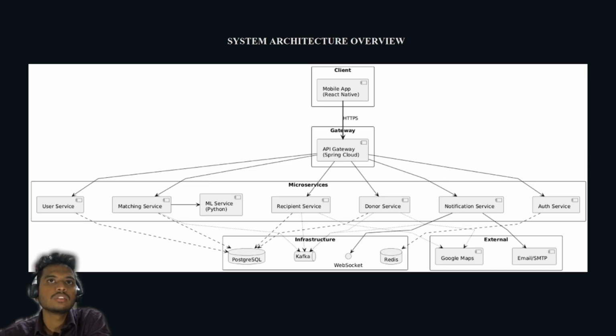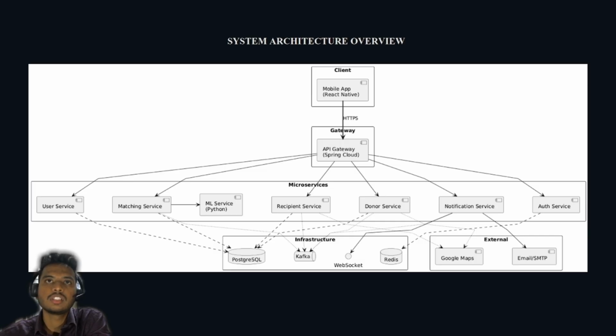About the donor service, it manages the entire medical details of the donor, that is the eligibility criteria, medical details, location, and HLA profiles. And the next is the recipient service. So the recipient service handles the recipient profiles, where they can view the status, urgency level, and availability for matching.